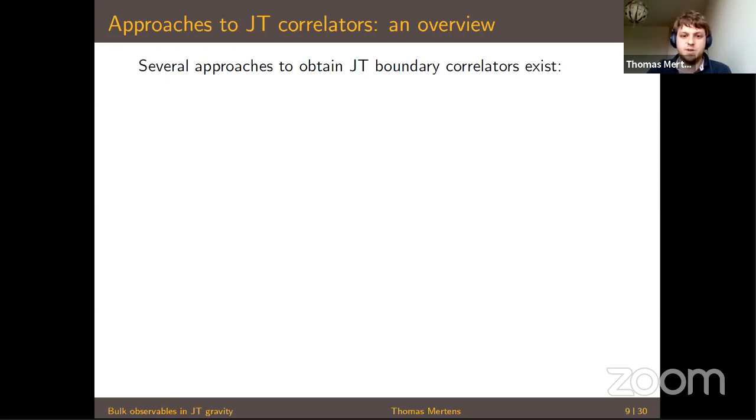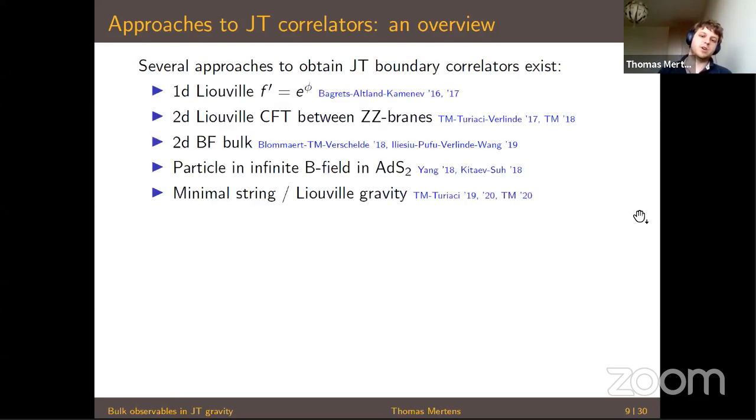The action is higher derivative, so it looks like a very complicated problem. But several approaches have been developed by now to obtain these correlation functions. So I give just an overview of some of them. The first one was by doing a field redefinition where you set f dot equals e to the phi. And then you can relate the system to a 1D Liouville calculation.